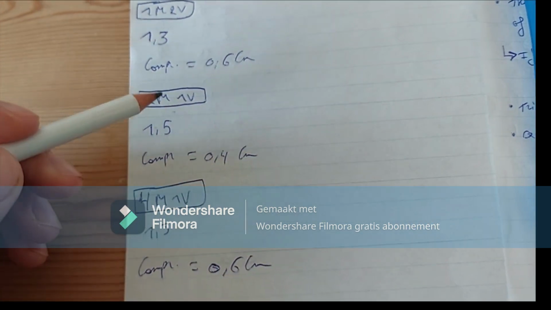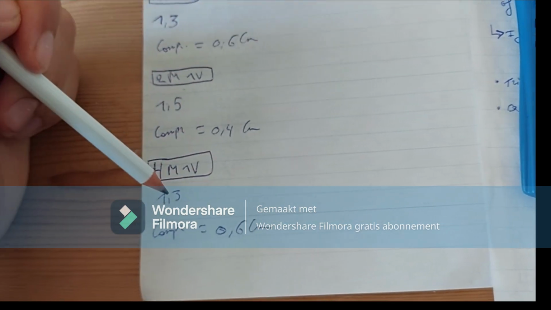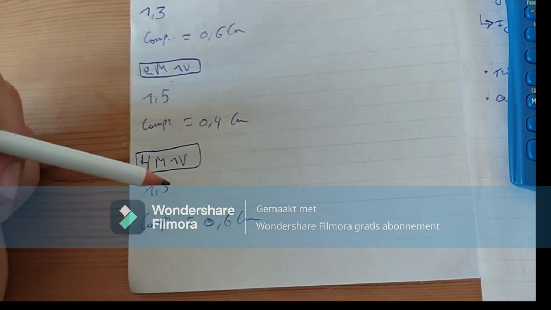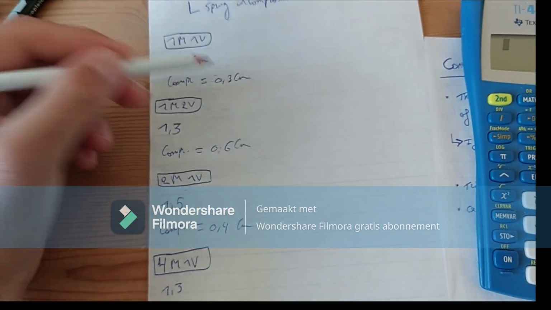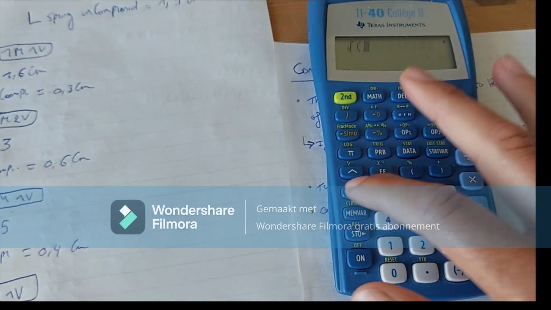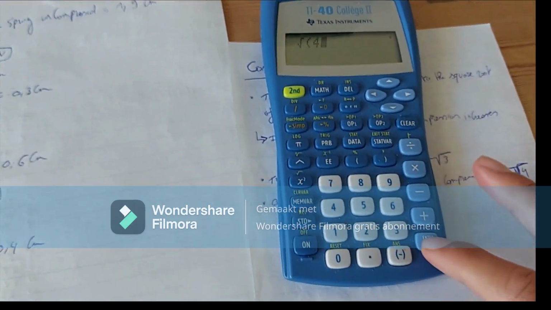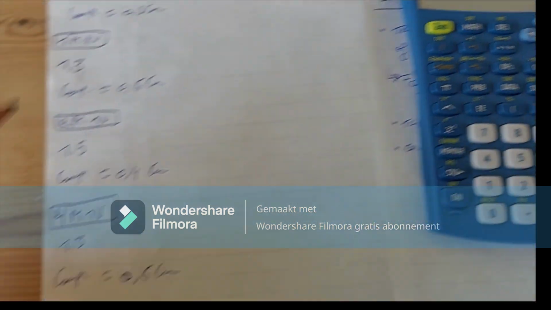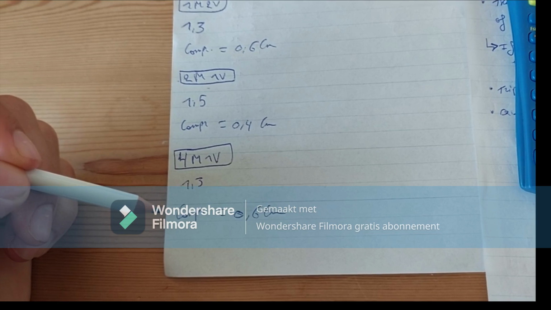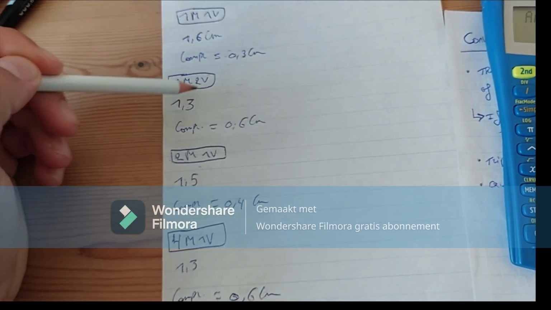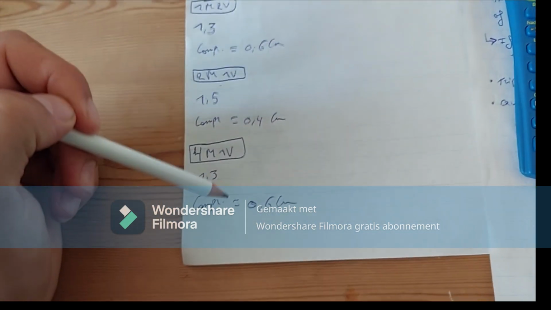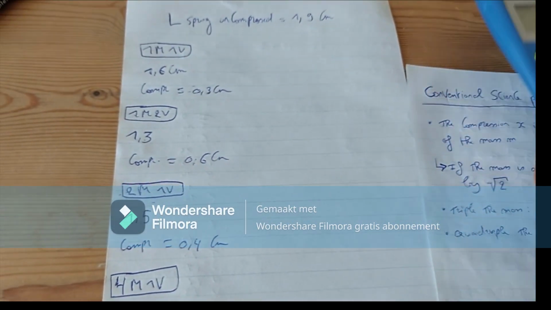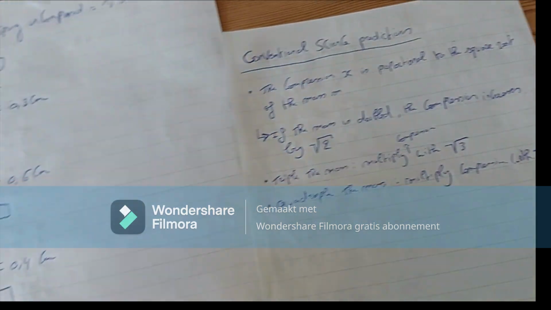Then for the 4 mass, one velocity, I had a very consistent result of 0.6 centimeters. The prediction is the square root of 4 times the initial compression. So the square root of 4, which is 2, of course, times 0.3, which is 0.6, of course. There we go. Which means that the one mass, two velocity gives exactly the same compression as the 4 mass going one velocity. And so all of my results are perfectly in line with the prediction of conventional science.